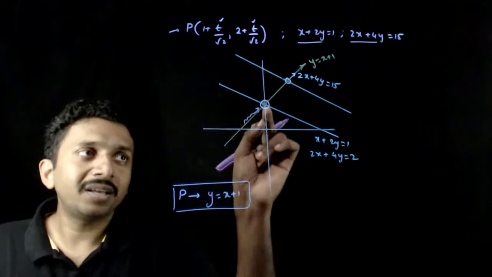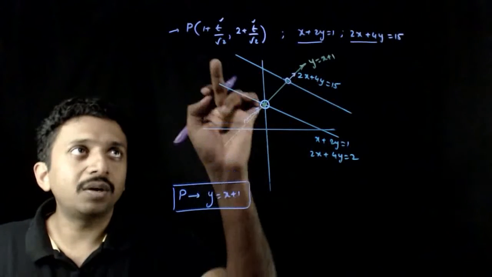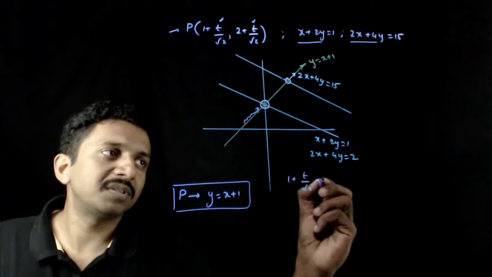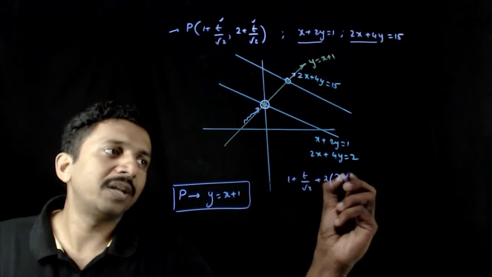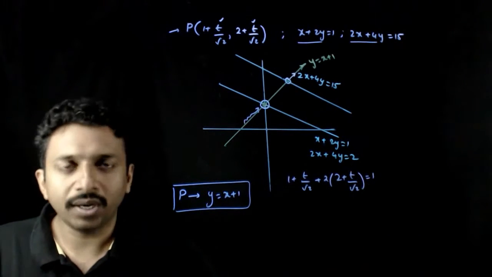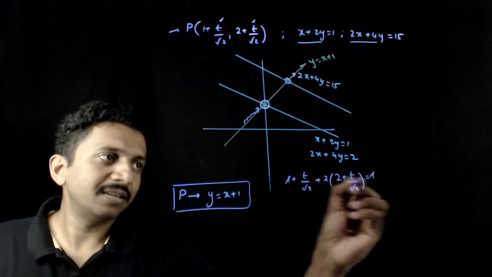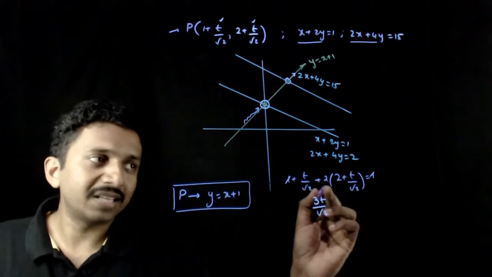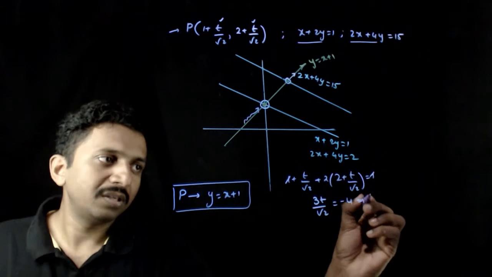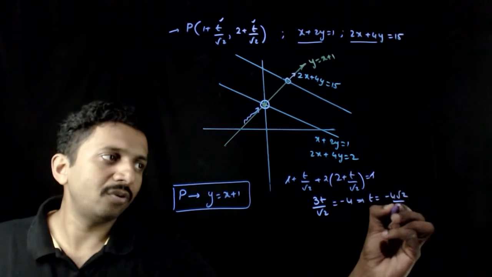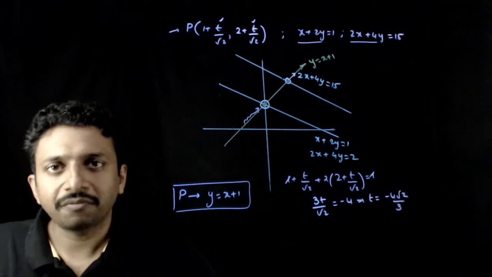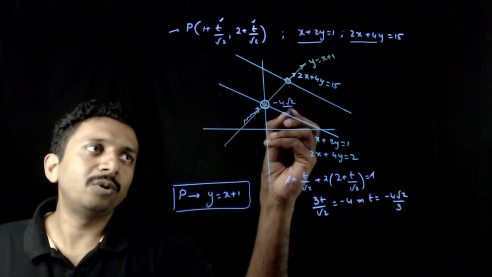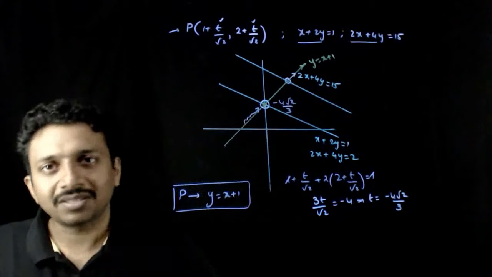So if this point has to intersect x + 2y = 1, it has to satisfy this. So 1 + t/√2 + 2 times (2 + t/√2) = 1. So 1 gets cancelled. So t/√2 + 2t/√2, 3t/√2 + 4 = 0, so 3t/√2 = -4. So t = -4√2/3. So when t is equal to -4√2/3, the point lies exactly on this line.